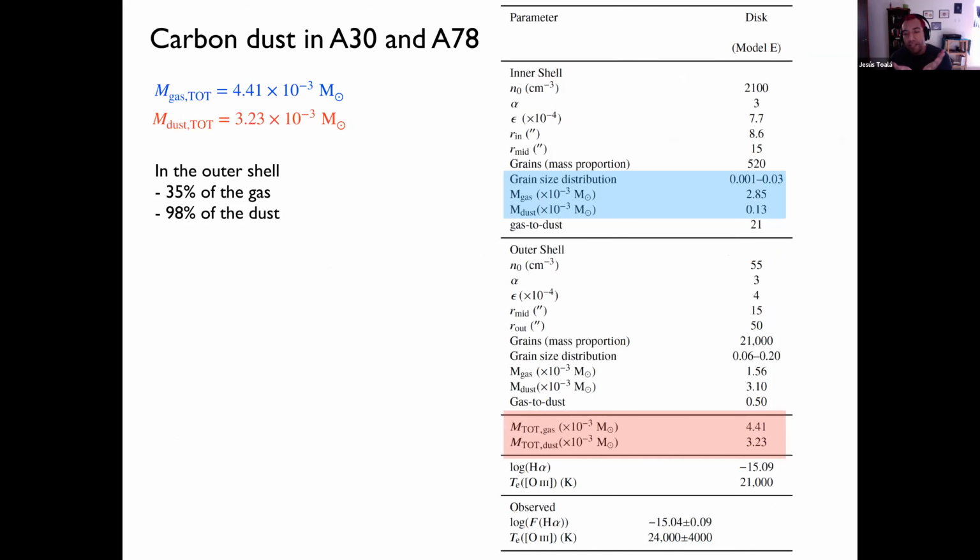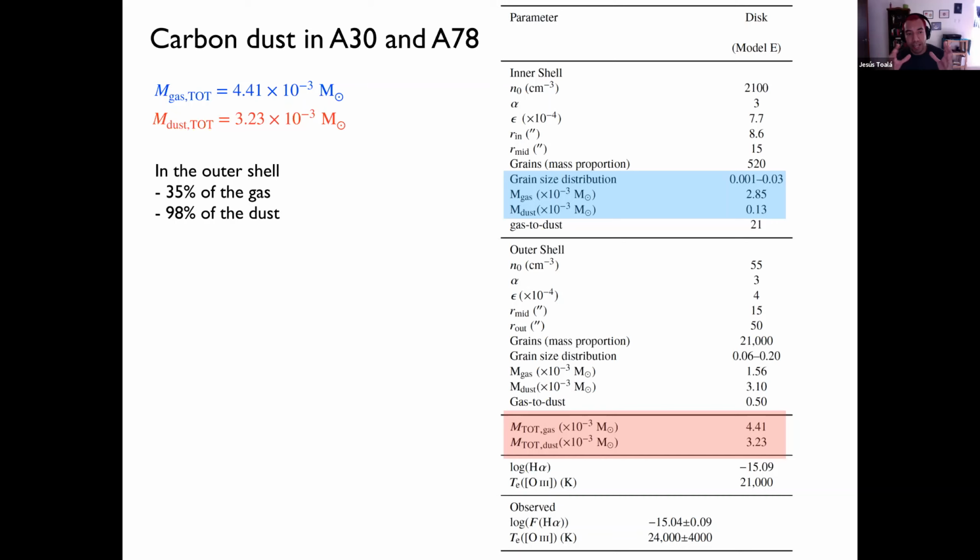Okay, our model does a good job fitting the photometry, the optical H-alpha flux of the lines, and the electron temperature, and then we can estimate the total mass of the gas in this carbon-rich material. And we have something like 4.4 × 10^-3 solar masses. And the total mass of dust, which is purely carbon, is almost 3.2 × 10^-3 solar masses.